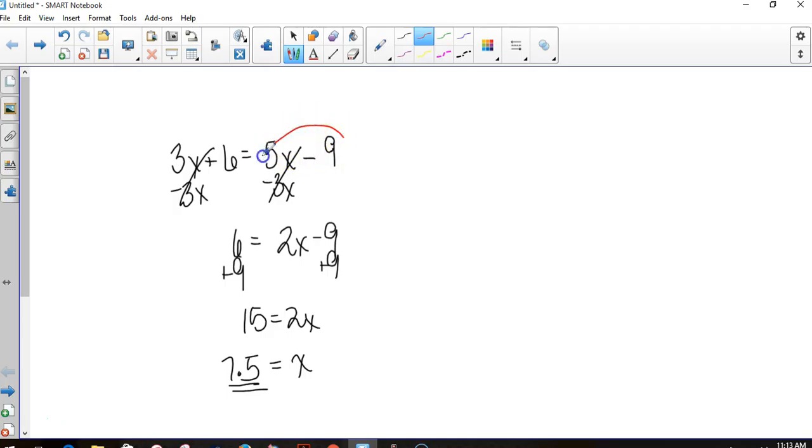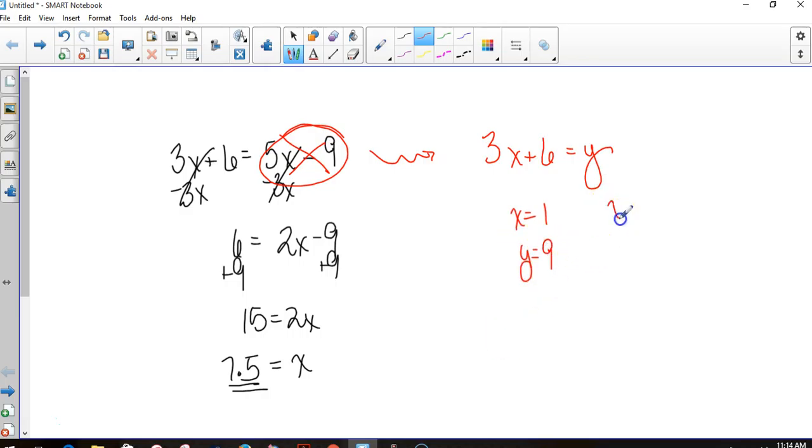But what happens if it's not one variable, but two variables, and I have something that looks like 3x plus 6 equal to y? Well, now I have an infinite number of solutions. I can plug in all sorts of different things to make this equation true. For example, I can let x equal 1, and then my y would be equal to 9. I can let x equal 3, and then y would be equal to 15. And any number that I can pick for an x, I can plug that in, and I can generate a y value.